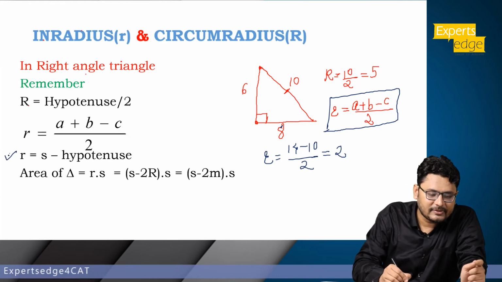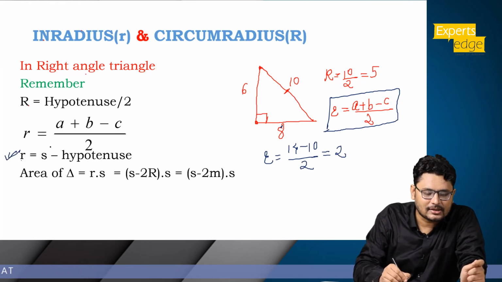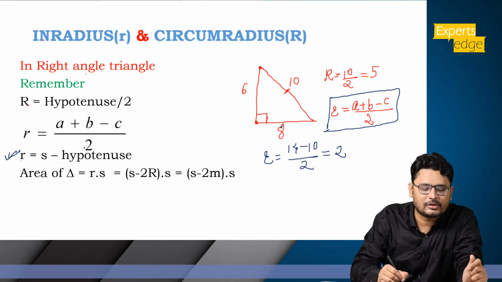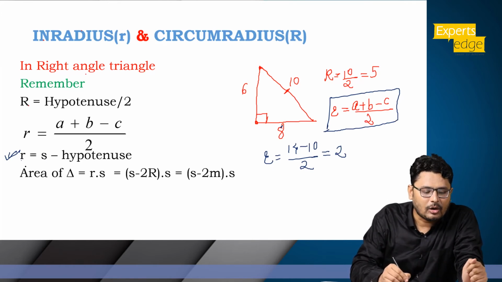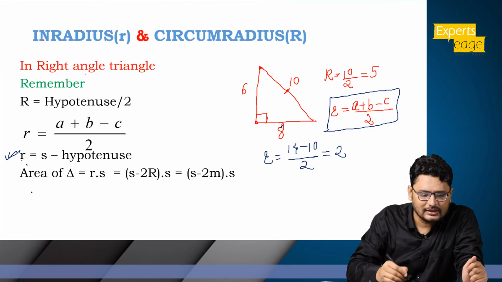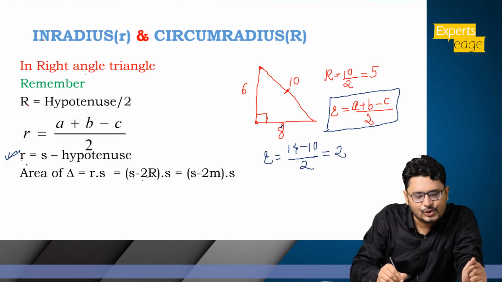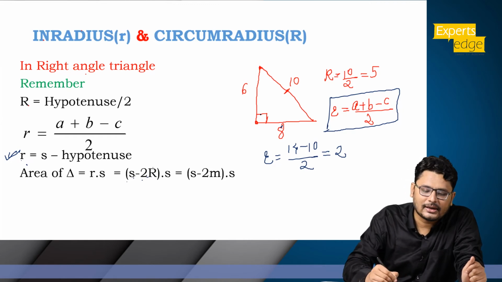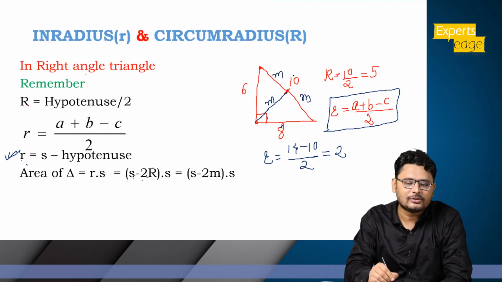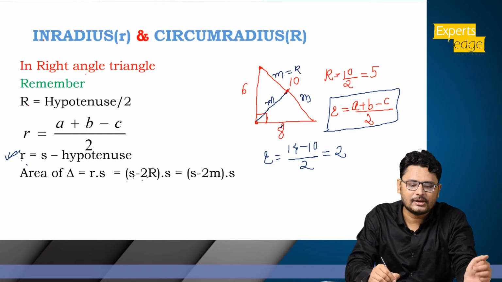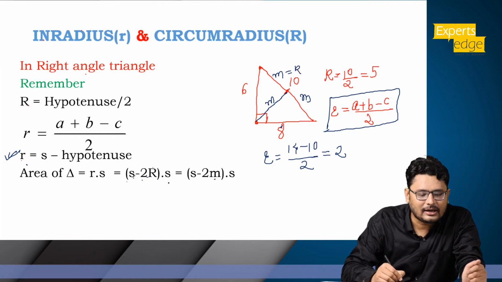Another formula, please remember: inradius is equal to s minus hypotenuse, where s is the semi perimeter, that is half of the perimeter. Also area of triangle is given as inradius into semi perimeter. Everyone knows this. ये भी चीज याद रख लेना, that semi perimeter minus 2R, where R is the circumradius, s is the semi perimeter. And I know that in a right angle triangle जो semi median होता है वही circumradius होता है, right? तो median should be equal to circumradius. तो इसीलिए यहाँ पे आप m को R या R को m लिख सकते हो.